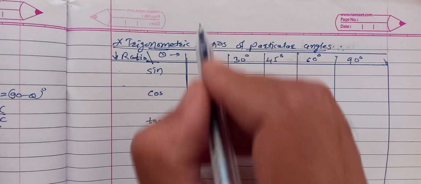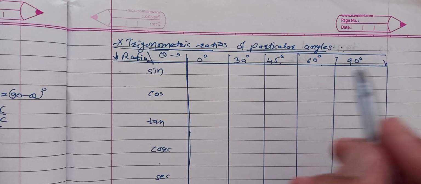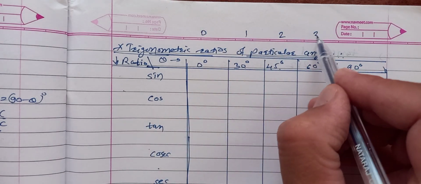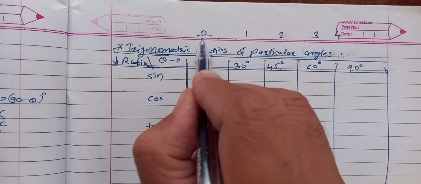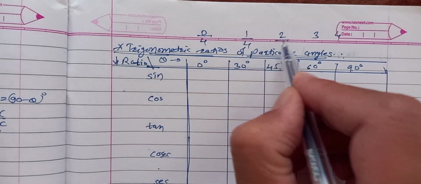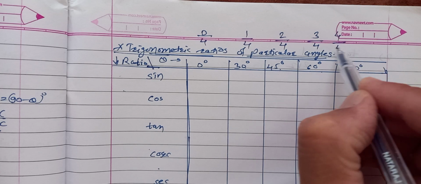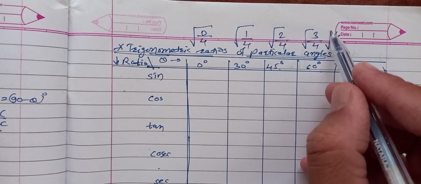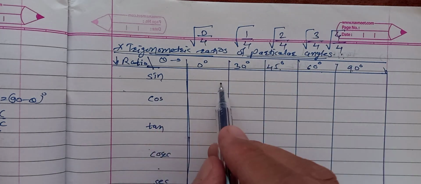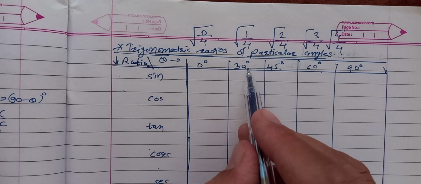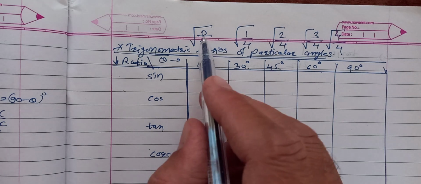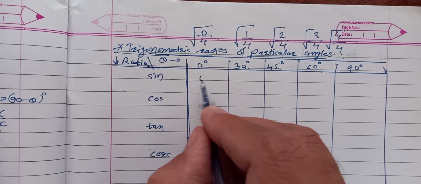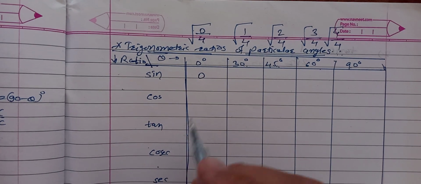So the sine ratio, if you have to find 0, 30, 45, 60, 90. You take the values 0, 1, 2, 3 and 4. Divide all these values by 4 and take the square root of this one. Means square root of this, square root of this, square root of this. All values. These are all the values of sine for 0 degree, 30 degree, 45, 90 like this. So we know 0 divided by any number is 0, and square root of 0 is 0, means sin 0 value is 0.